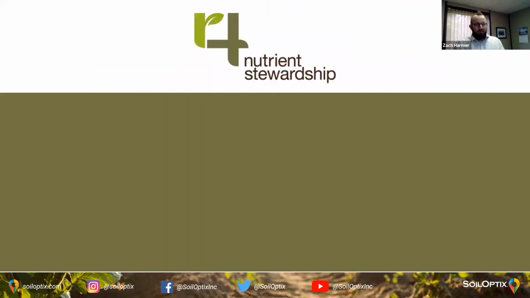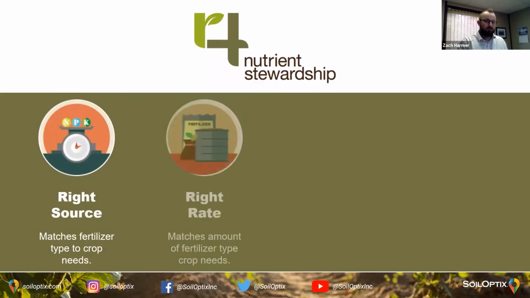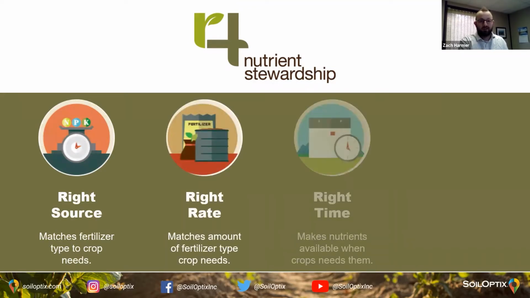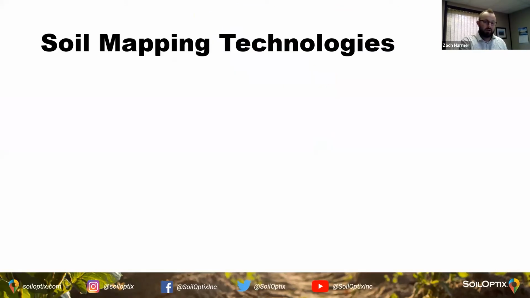Now, one of the things I always like to mention too is stewardship. This is going to be huge coming down the pipeline, and we're starting to see it already from pressures outside of agriculture. So how do we as an industry continue to bring this information into the Precision Ag Toolbox to achieve these 4 R's? Right source, right rate, right time, and right place. And I think this is where soil mapping technologies really start to answer that question.